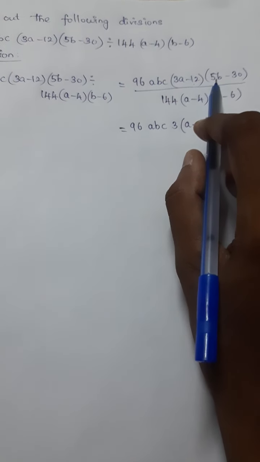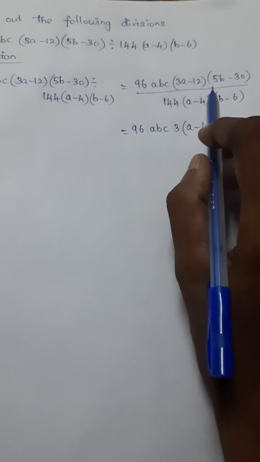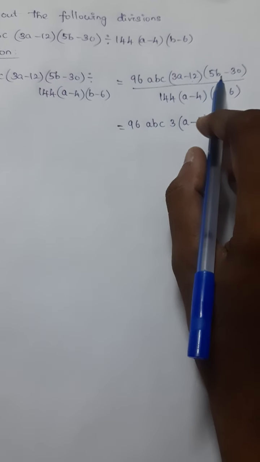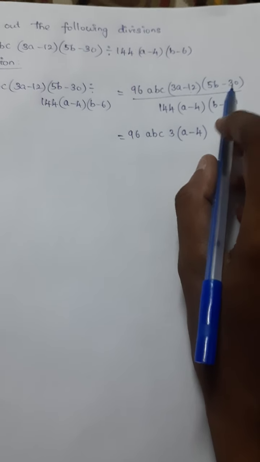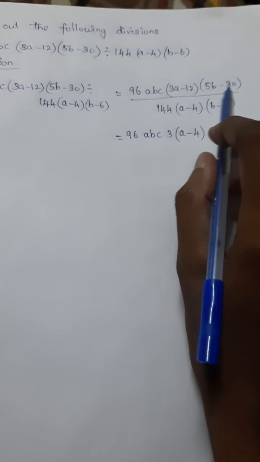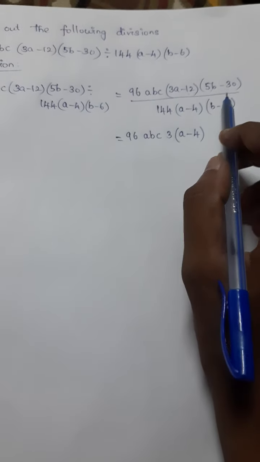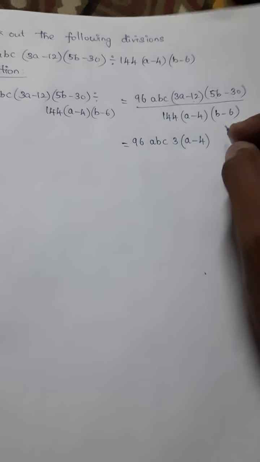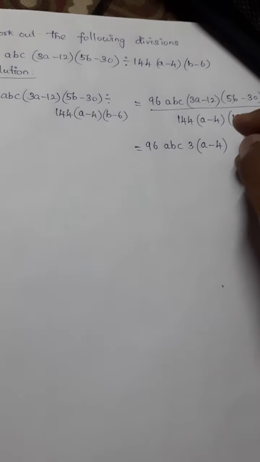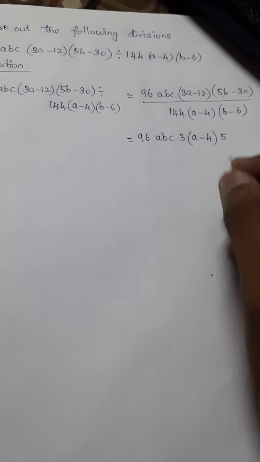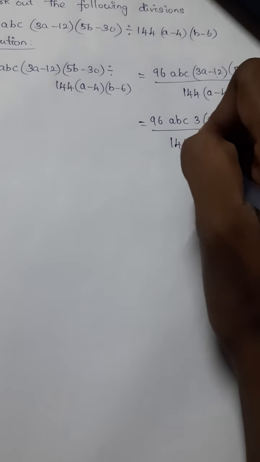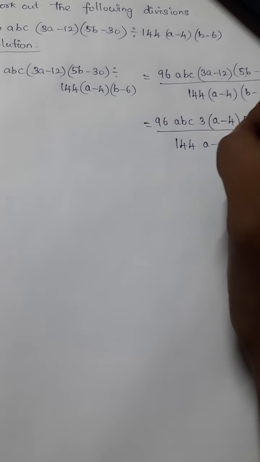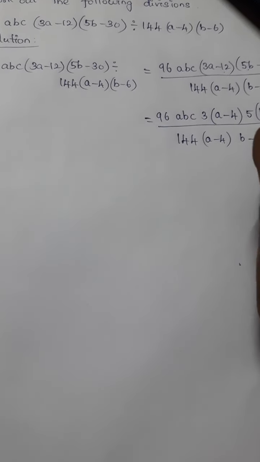Similarly, from the next bracket, one number can be taken outside. Why is it not a variable? Because the variable is present only in the first term, which is not present in the second term. So only numbers can be taken outside because both terms have a numerical coefficient. So which is the common number? Yes, 5 is the common number. 5 times b minus 6, divided by 144, a minus 4, b minus 6.